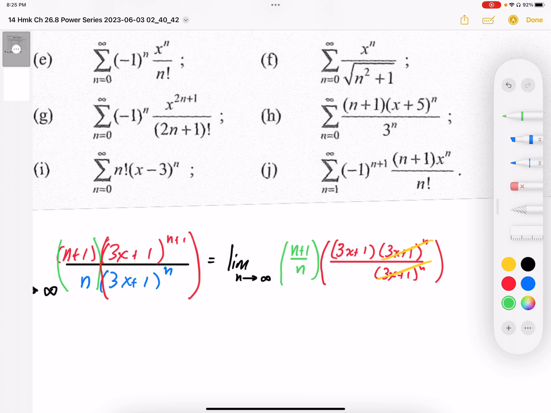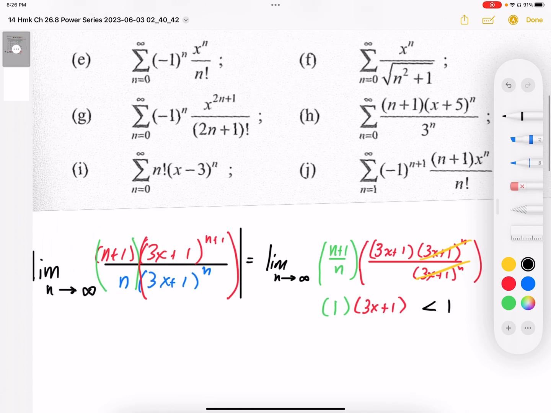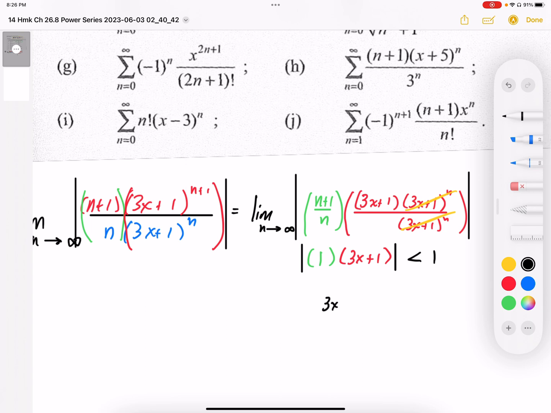We can apply our limit. The limit of (n+1)/n as n goes to infinity is equal to 1. And we end up with 3x plus 1, and we need that to be less than 1. Okay, I've got to put my absolute value around here, because at this point we need to use these absolute values to determine the endpoints. So we end up with |3x+1|, which has to be less than 1, meaning also greater than negative 1.